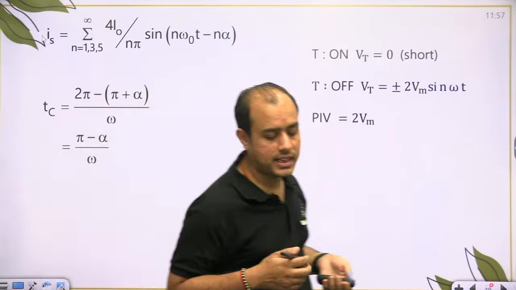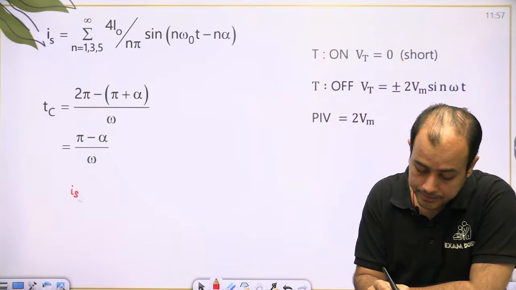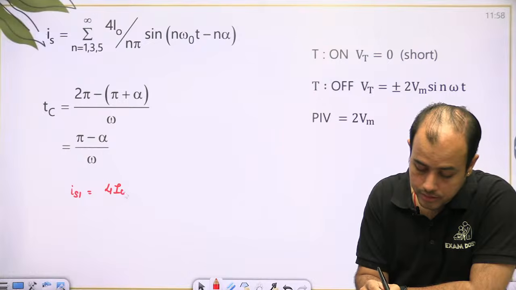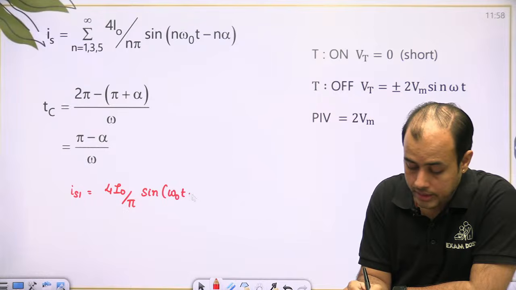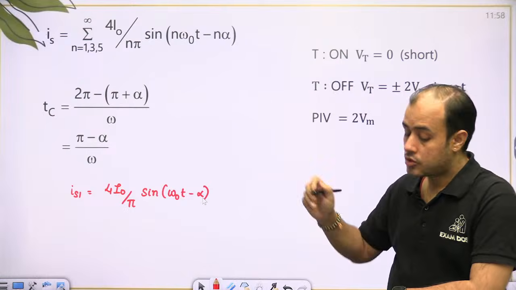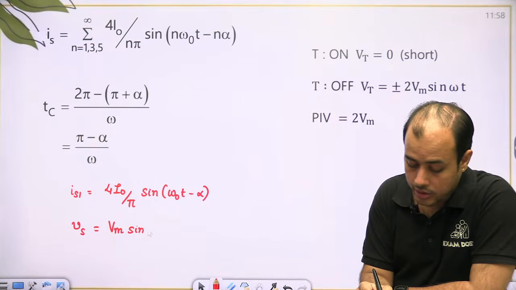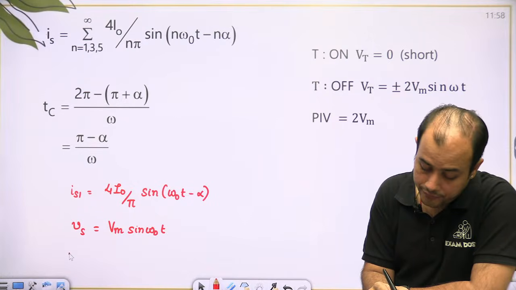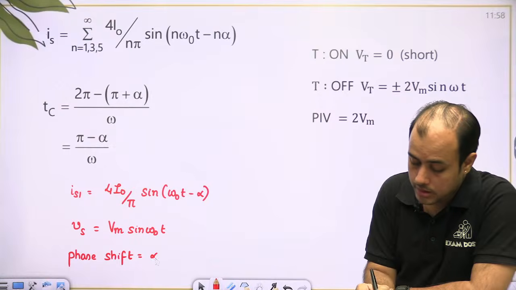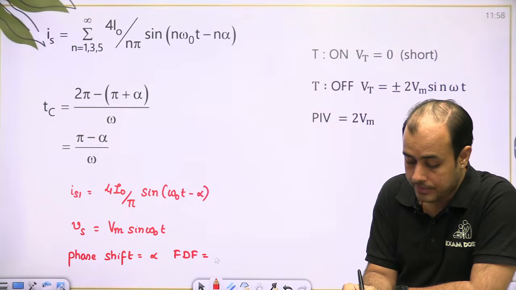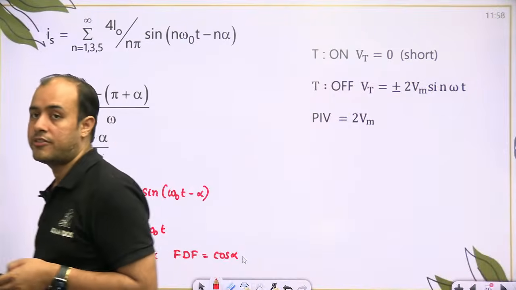Now if you see the fundamental current here, it is 4 I naught by pi sin(omega naught t minus alpha). Now what is the supply voltage? Vm sin omega naught t. So what is the phase shift? The phase shift is alpha, so the FDF will be cos alpha. And I am just dividing the peak value by root 2 to find the value of the RMS current.